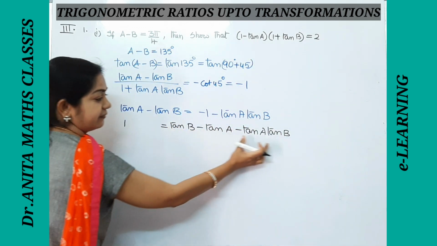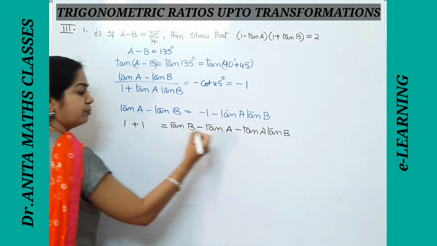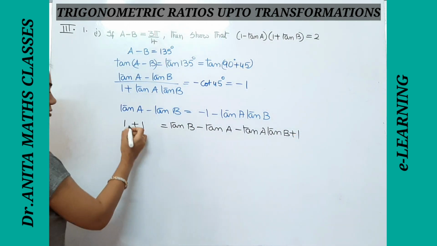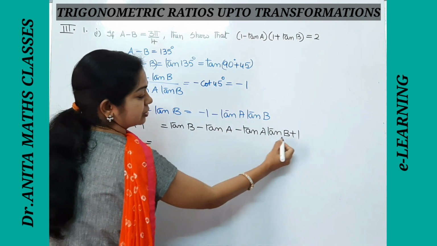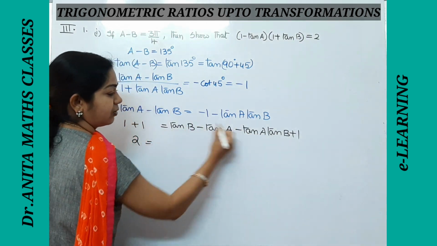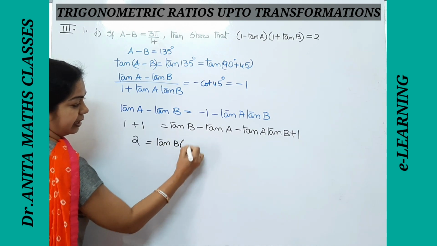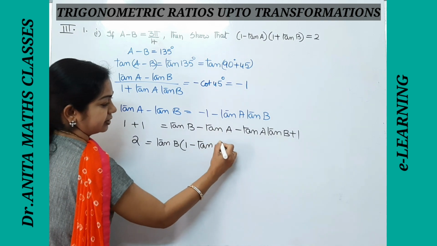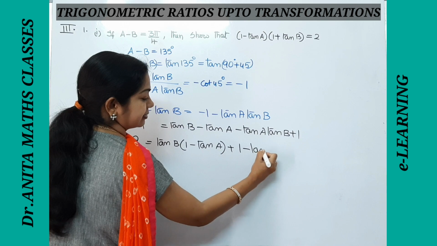Now here tan b everything is there, but 2 is there. So let me add 1 to both sides so the equation doesn't change. So I'm adding 1 to both sides. So this becomes 2. And here if you see tan b and here also tan a tan b. In these two, if I take tan b as common, I get 1 minus tan a here. And again here plus 1 is there and minus tan a is there.